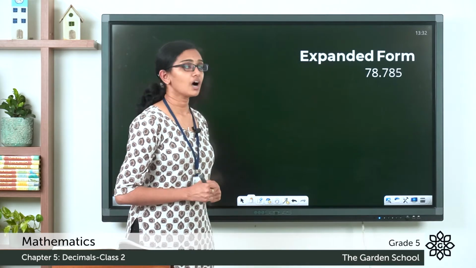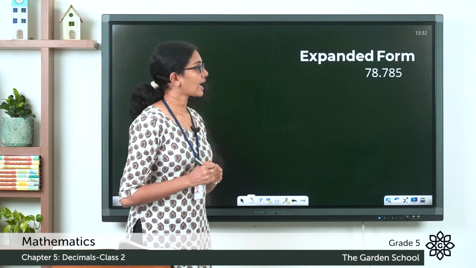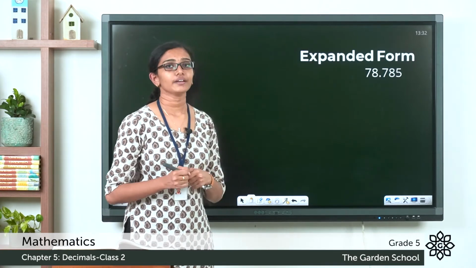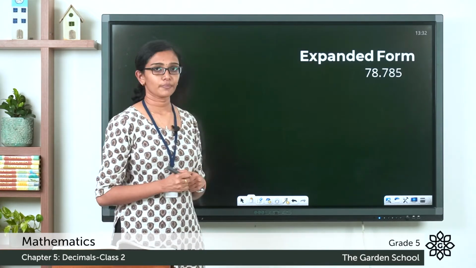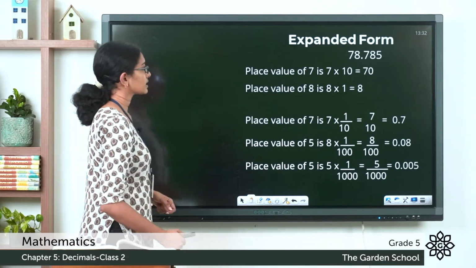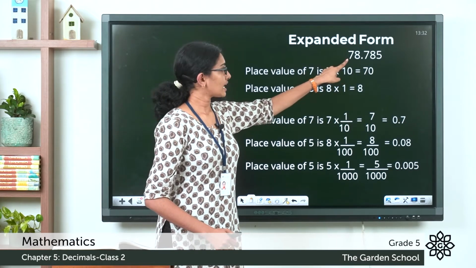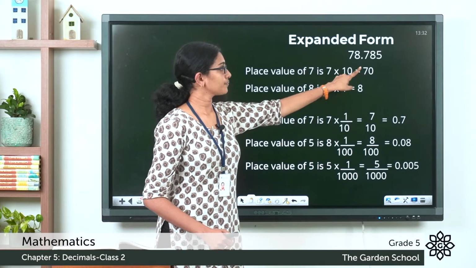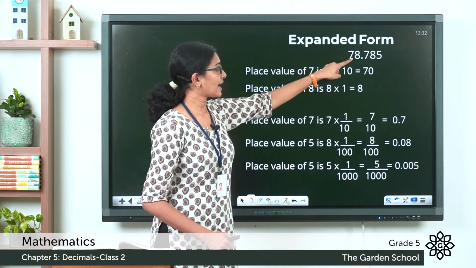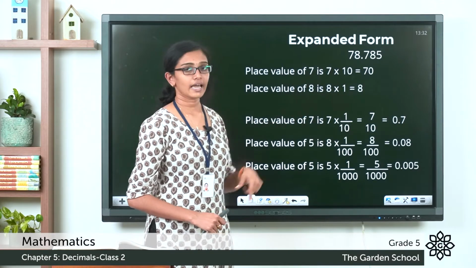Now, let's see one more example. What is this number? How do you read this? You read this number as 78.785. Let's see the place value of each of the digits in it. Place value of 7 in the whole number part is 7 tens or 70. And the place value of the 8 in the whole number part is 8 ones or 8.